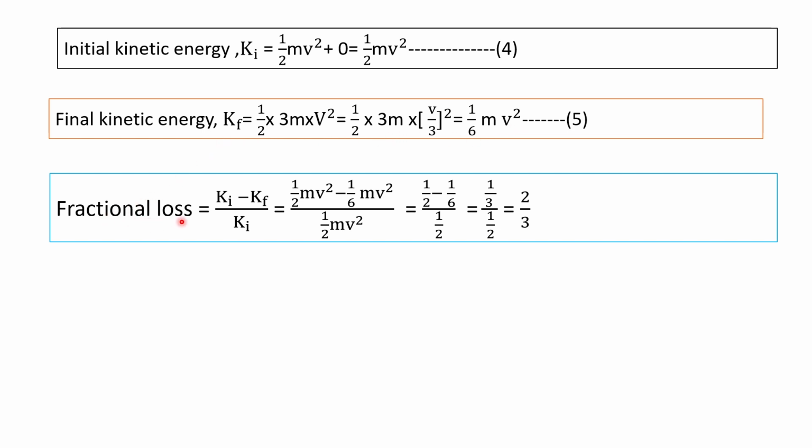Fractional loss in kinetic energy is equal to Ki, that is initial kinetic energy, minus Kf by Ki. Ki is half mv square. Kf is 1 by 6 mv square. And Ki is again half mv square. We can cancel m and v square from the numerator and denominator. Rest we have 1 by 2 minus 1 by 6 by 1 by 2. On solving, here we get 1 by 3. So 1 by 3 by 1 by 2, which is equal to 2 by 3. So fractional loss in kinetic energy is equal to 2 by 3.